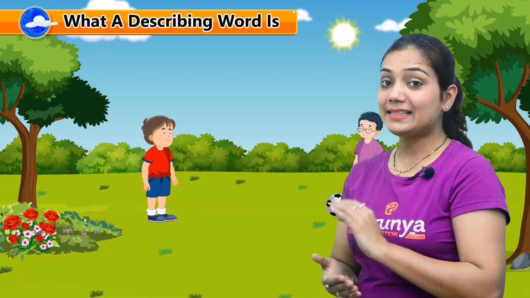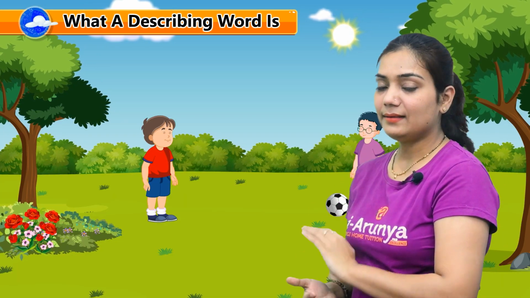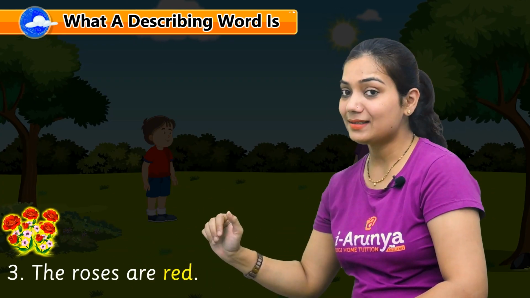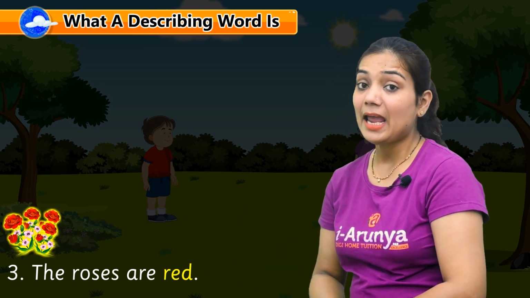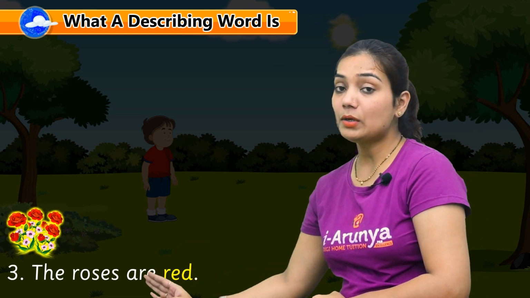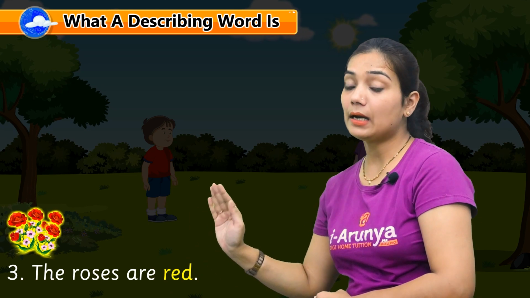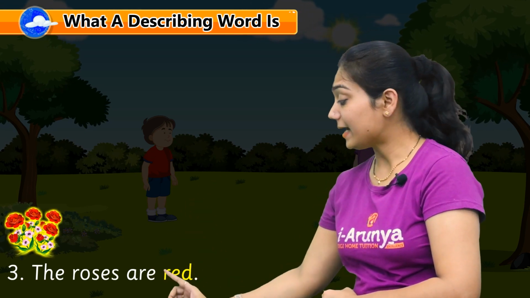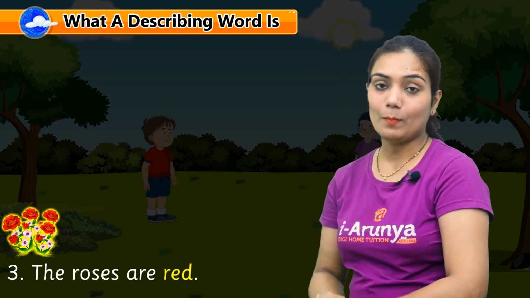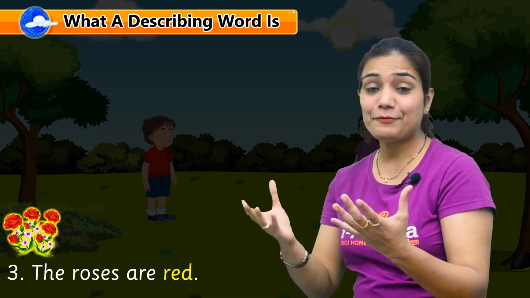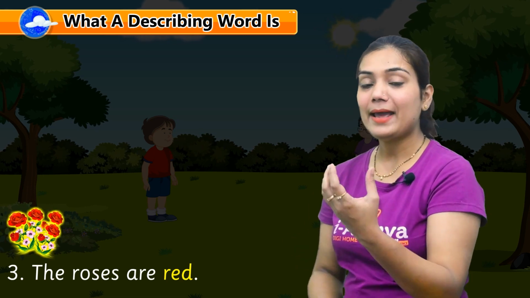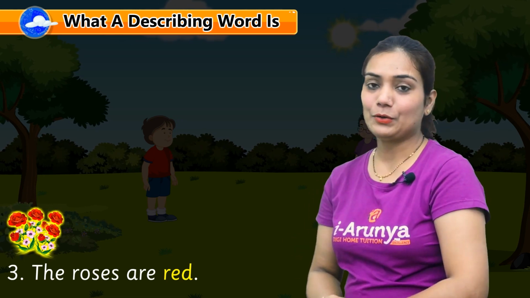Alright? Let's see example number three. The example number three is, the roses are red. Look at the roses. There are so many roses and they are all of red color. So, the quality of the rose is red. The quality or color of the roses is red. So, that is why red is a describing word. As we all know, my dear students, roses are of different colors, meaning red, white, pink, yellow, etc. There is a variety of roses.